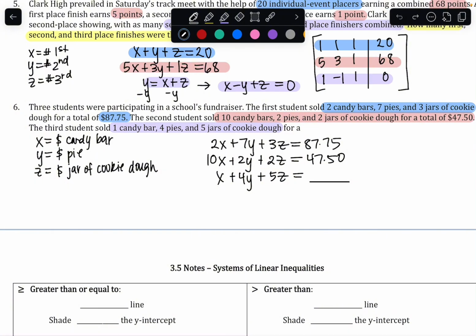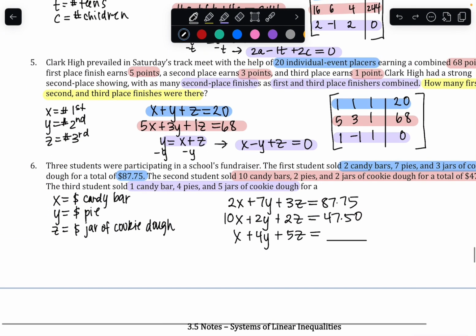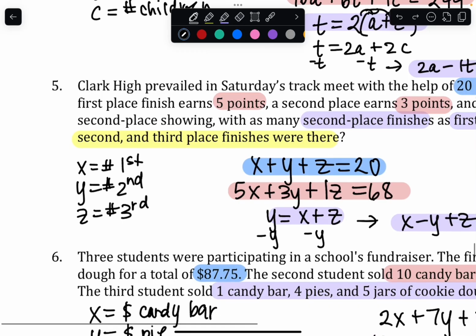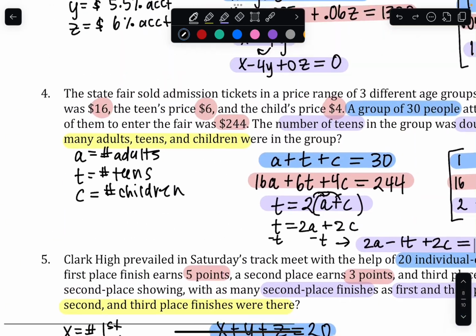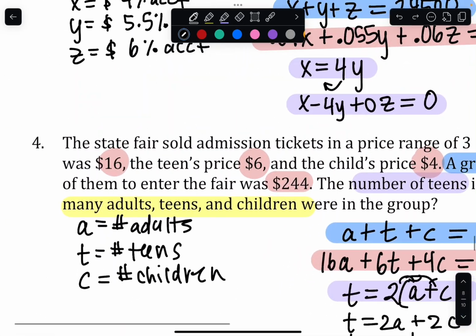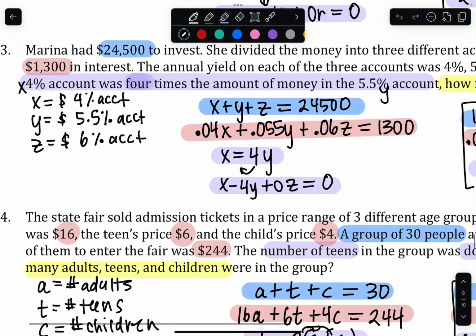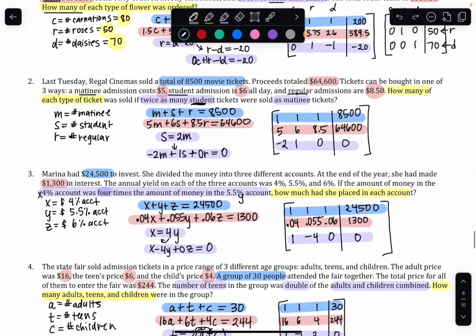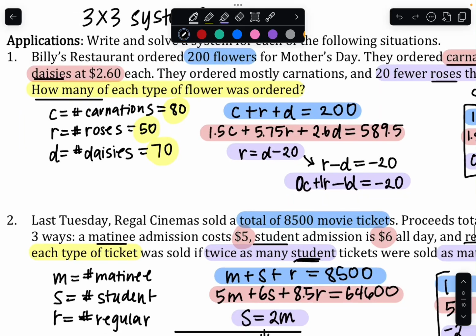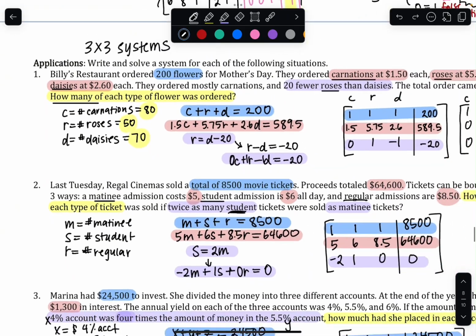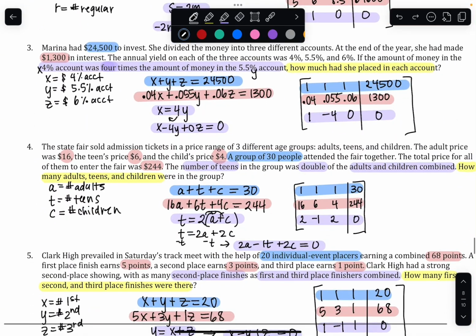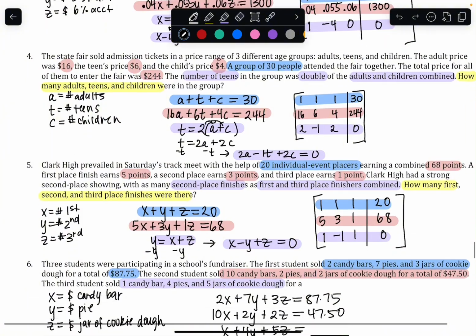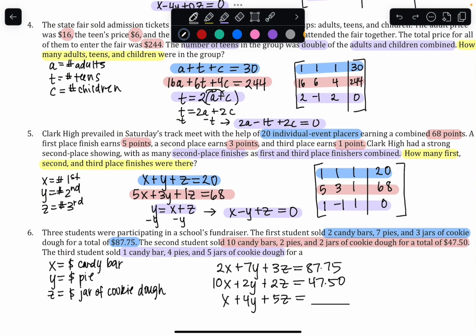For the other problems, you don't want a decimal for the number of first place winners. You don't want a decimal for the number of children. You could have decimals for money. So just make sure when you're solving these, your answers make sense. So here I got 80 carnations. That makes sense. And so if you get negatives or weird decimals for things that shouldn't, that should be a sign that something is wrong with your system.